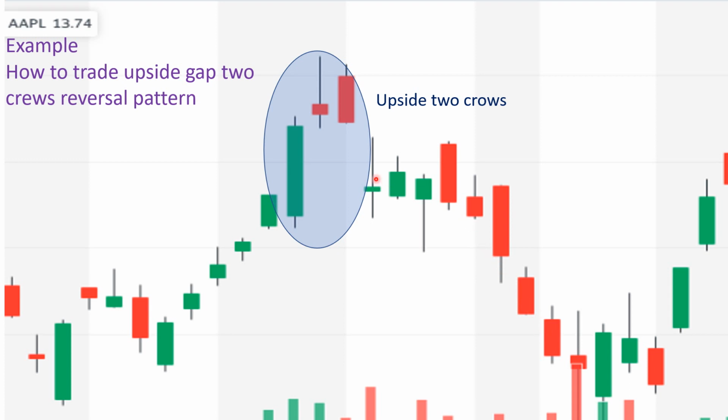Now traders should exit the trade as soon as the next candle or the price drops below the close price of this bearish candle and put their stop loss 1 or 2 ATR above the high of this pattern. So that's how you trade the upside gap two crows reversal pattern.